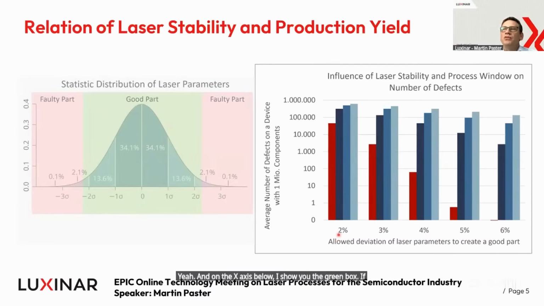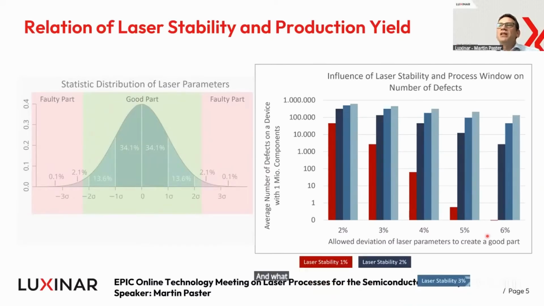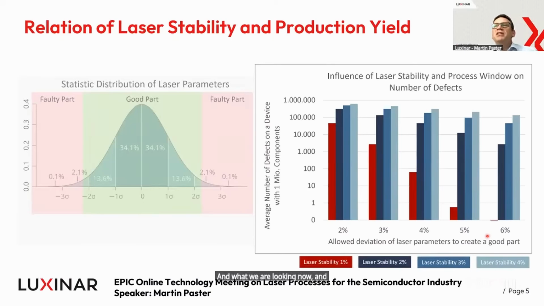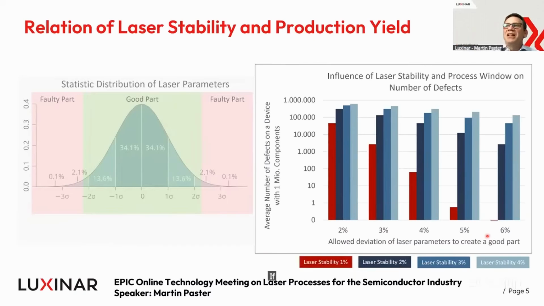If the green box is 2%, or 3, 4, 5, or 6% from the average laser parameter, what we are looking at now, and the bars that I've printed here for you, show how many defects a laser with a stability of 1%, 2%, 3%, or 4% will produce if the green box has the size shown here below.